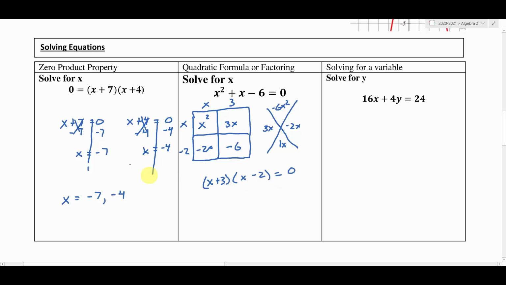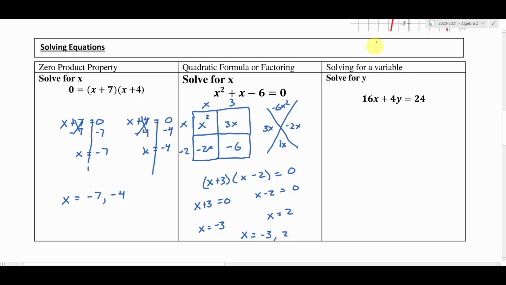And now this equation looks exactly like what we did over here for zero product property. So I can just use what I did from zero product property to find my solutions. So we're going to say x plus 3 equals 0 and x minus 2 equals 0. If you solve this, just like we did over here, you're going to get x equals negative 3, and over here you'll get x equals 2. So in MyOpenMath, I would make sure that I enter in my two solutions, negative 3, comma 2.